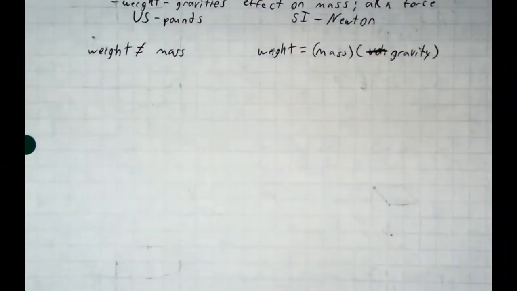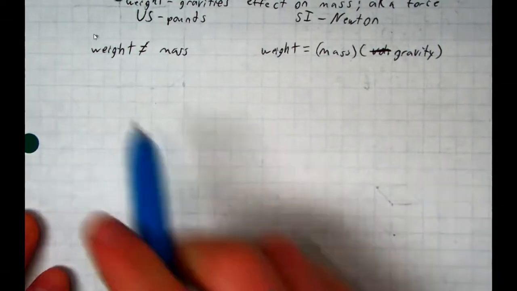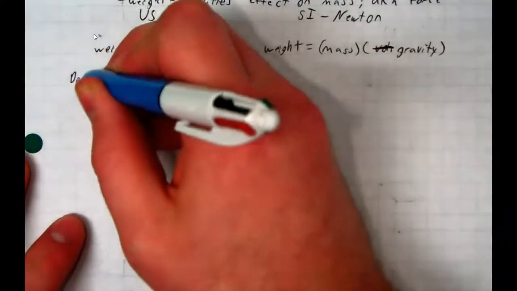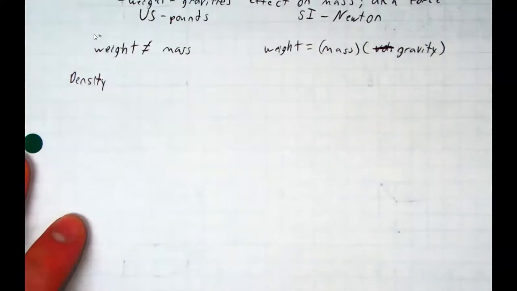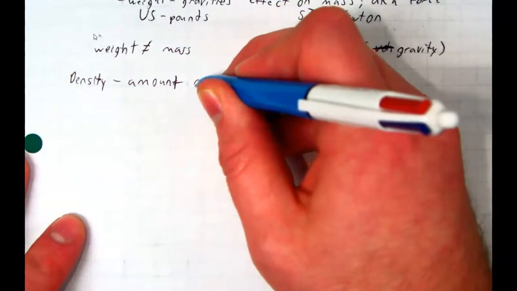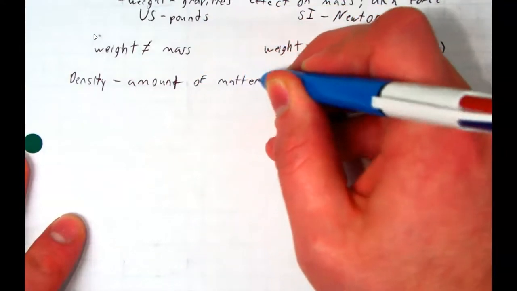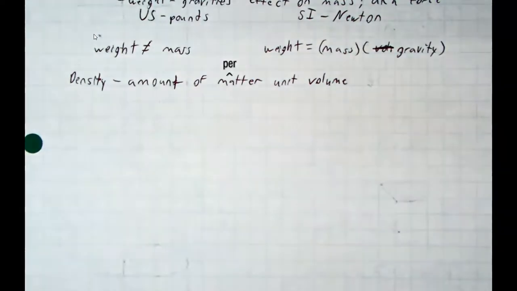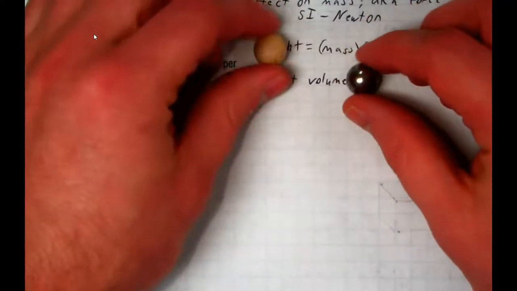So now that we've defined density and volume, volume and mass, let's go ahead and look at density. Density is the amount of matter per unit volume. So, what do I mean? Well, if I look at these two marbles, this one's made of wood. Let's try to pick them up. This one's made of wood, and this one's made of steel.